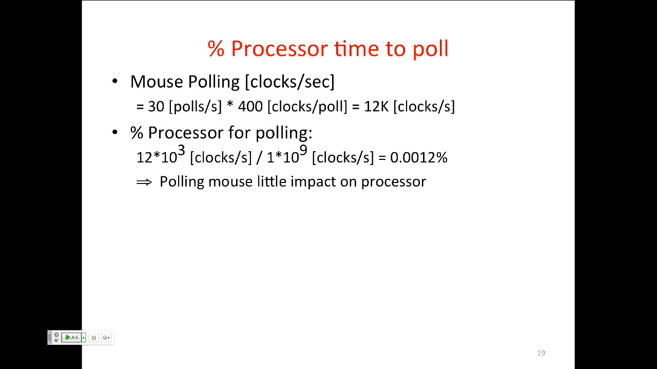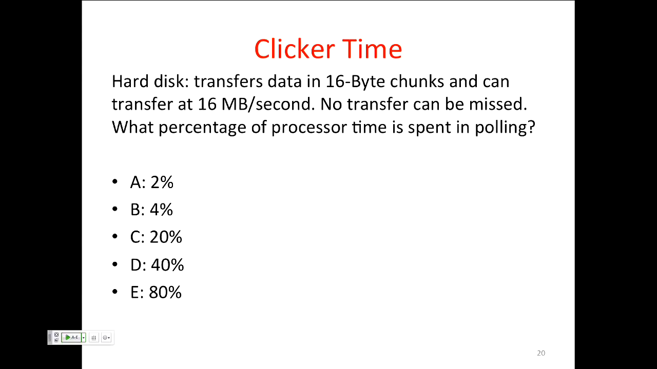That is reasonable, and that shows that if you have a device that you have to poll relatively rarely, it's perfectly fine to do this. But let's look at a different example. Let's look at the hard drive, and it's clicker time.